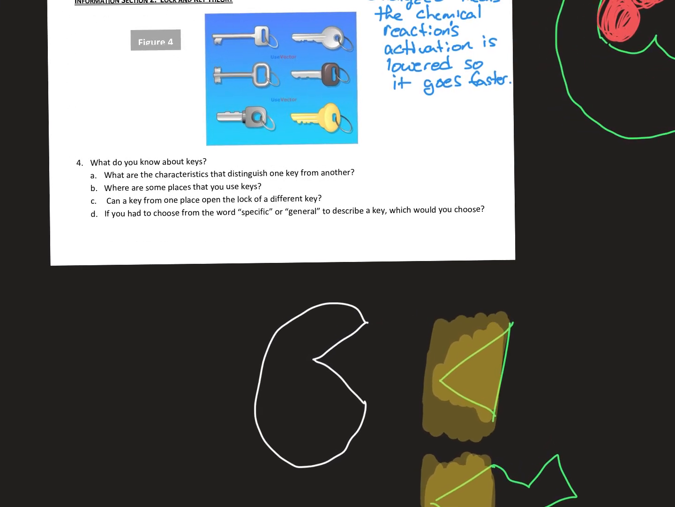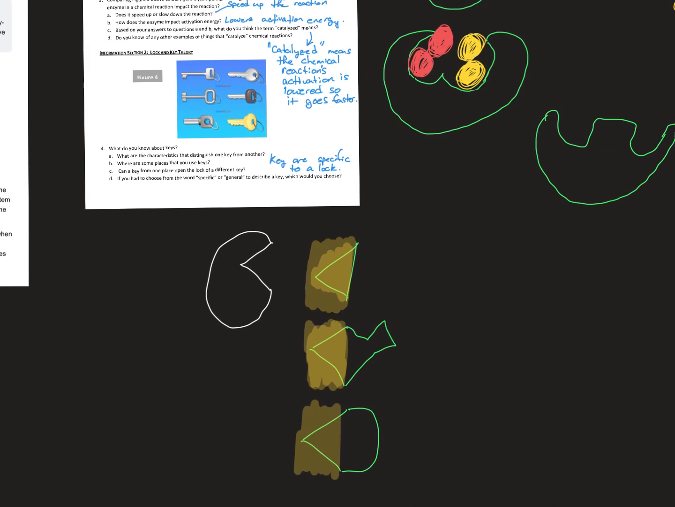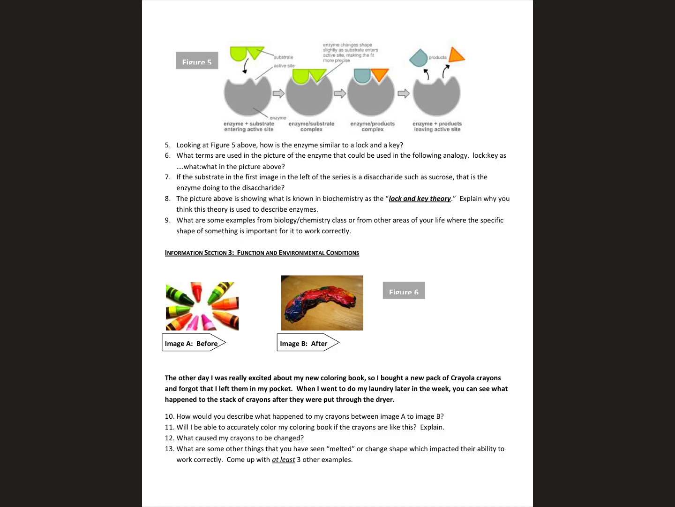But in essence, the very basic answer here is that the keys are specific to a lock. If they weren't, they would not be very useful. If you had to say specific or general, you'd have to say specific. Again, there are exceptions, but in general, that has to be the most reasonable choice.